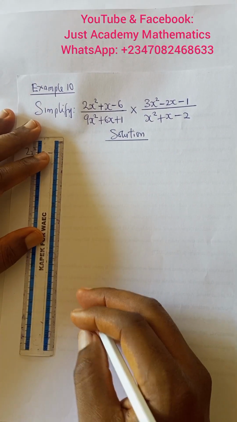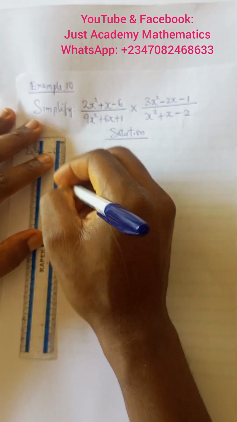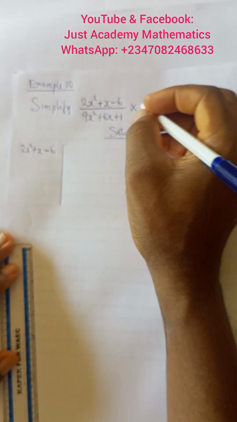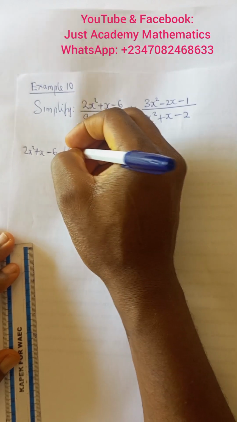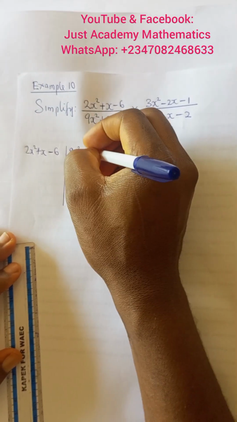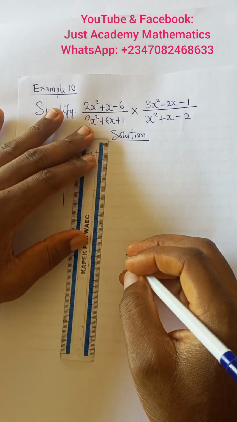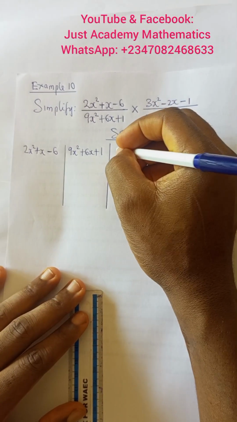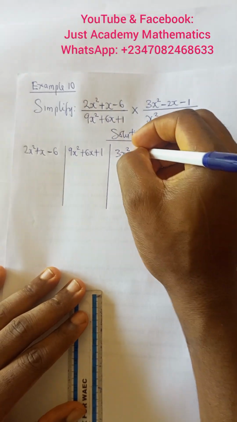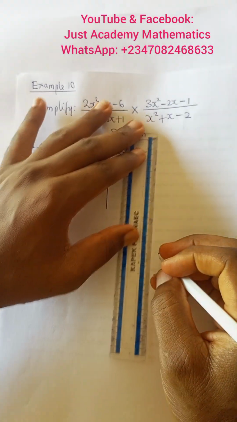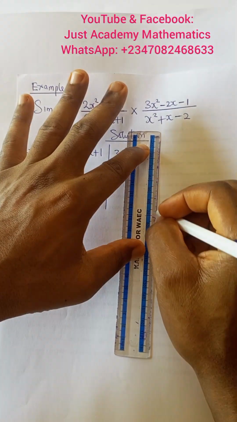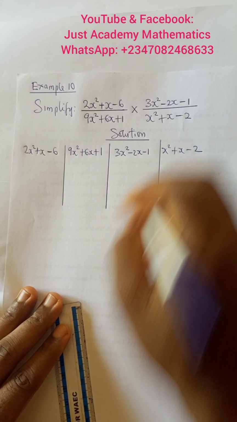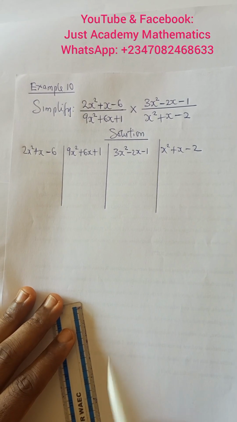So let me draw here. I hope that place will be enough. We'll have to manage it. That is the up one. Then the down one, 9s squared plus 6s plus 1. If it can be factorized, we'll also factorize that one here. Then followed by 3s squared minus 2s minus 1. If that can be factorized, we will do the same thing there. And then we'll have s squared plus s minus 2. So let's go. So first, let's factorize this.